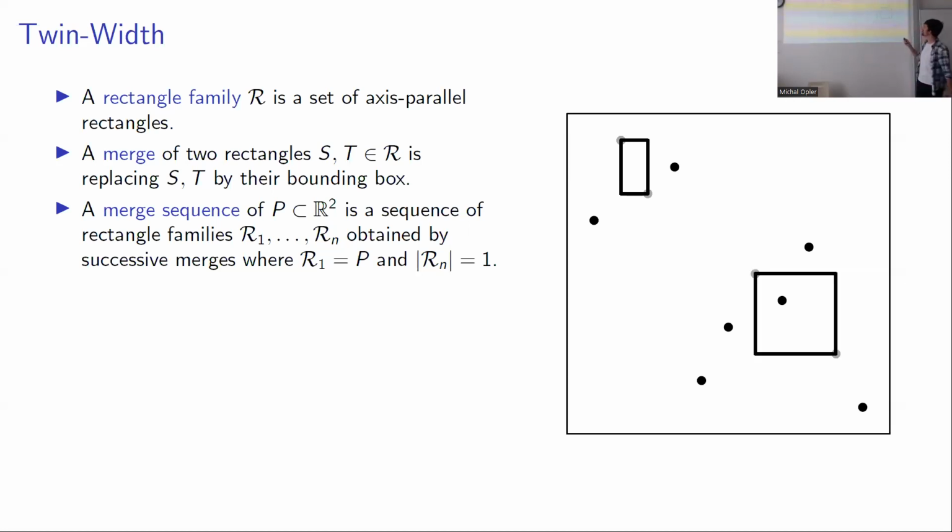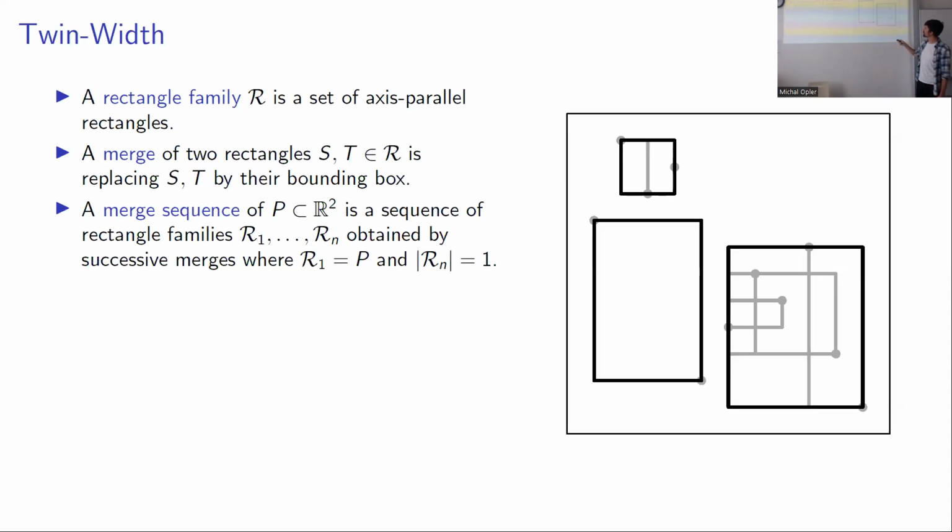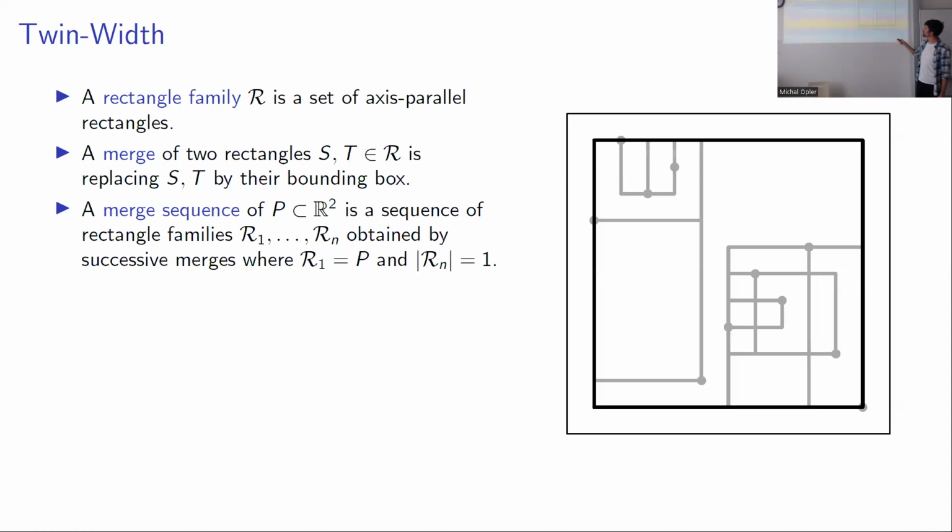So now I choose these 2 points, replace them by their bounding rectangle. These 2 points, the same thing. Now these 2 rectangles, I replace them by their bounding box, and so on. These two, and I continue all the way up until the whole thing is merged into a single rectangle.